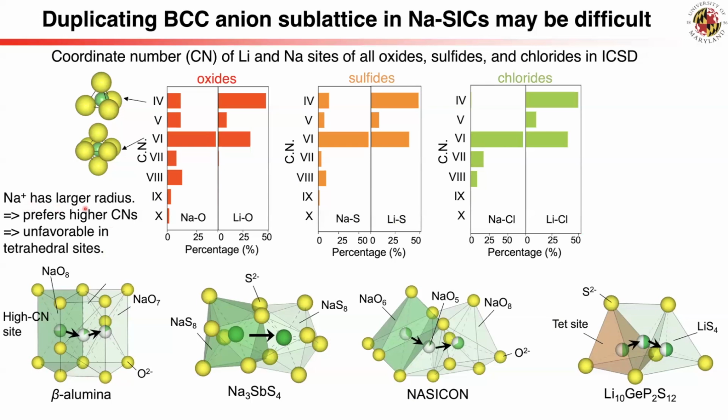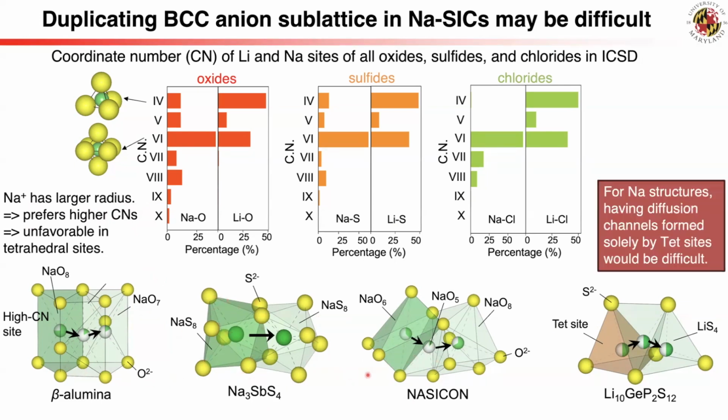Because the sodium ion has a much larger ionic radius, according to Pauling's rule, it prefers higher coordination numbers. And because of this preference, the tetrahedral 4-coordinated site is less energetically favorable for sodium. That's why, if you look at all these sodium ionic conductors, sodium takes a much larger coordination site. This is the reason why the BCC anion framework would not work for sodium, because such structures simply do not exist for sodium.